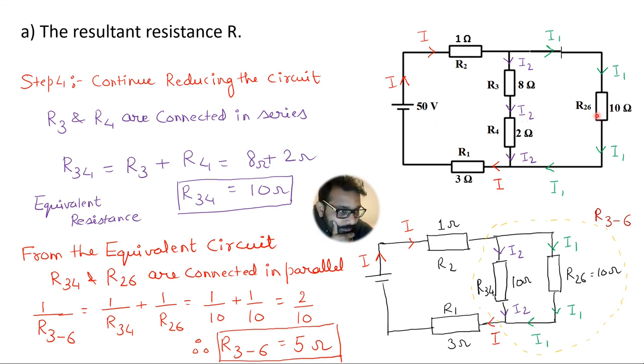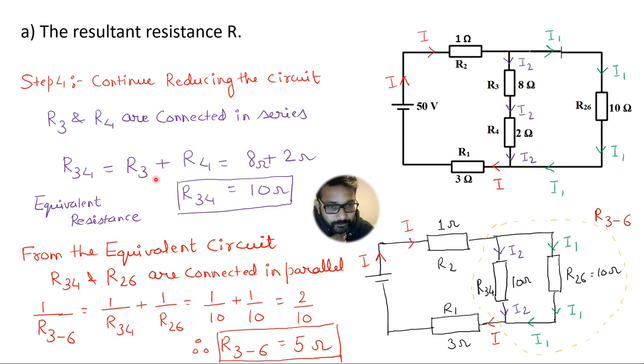Now this resistance is done. The next two resistances which I could find starting from the right hand side are R3 and R4. So again, if we see the current flowing through R3 and R4, we could see that the I2 current is flowing through R3 and the same current is flowing through R4. So they are also connected in series. So R3 and R4 are connected in series.